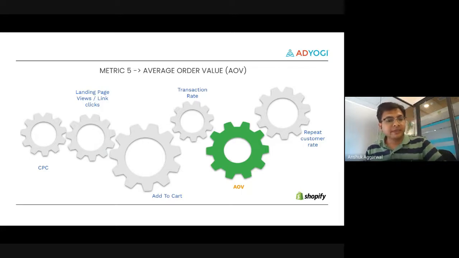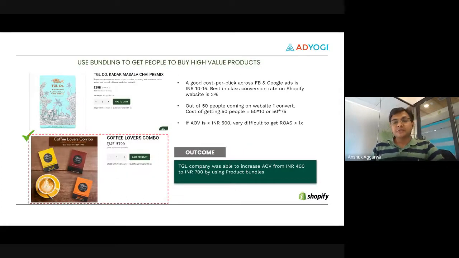We just have 2 more metrics to cover in another 10 minutes maybe. Average order value is super important, and I'll tell you why it's important. So typically, like I said, a cost of click is usually around 10 to 15 rupees. And we just saw that the conversion rate on an average is 1%, what we saw among the audience here. But let's assume it's 2%. And 2% is the best in class we have seen on Shopify websites, which effectively means that out of 50 people coming on your website, 1 person is converting.